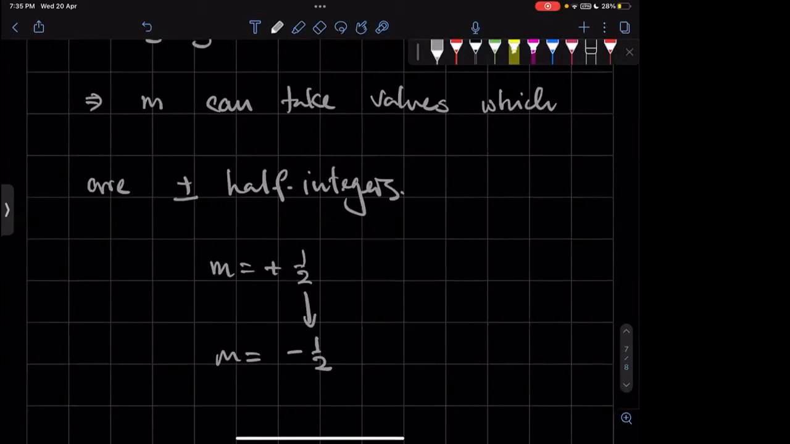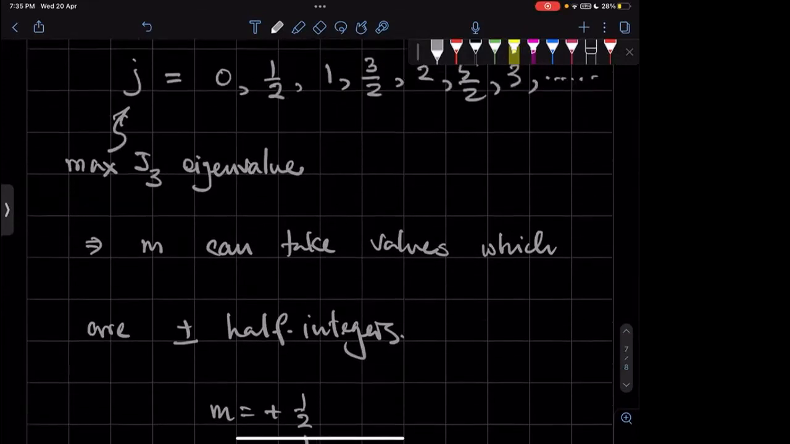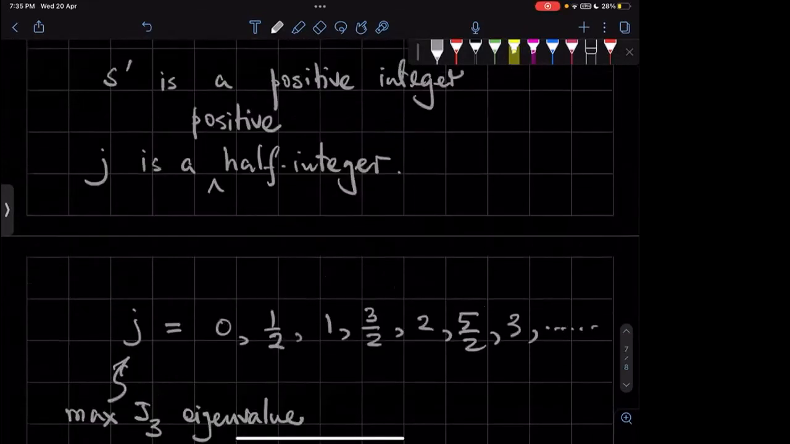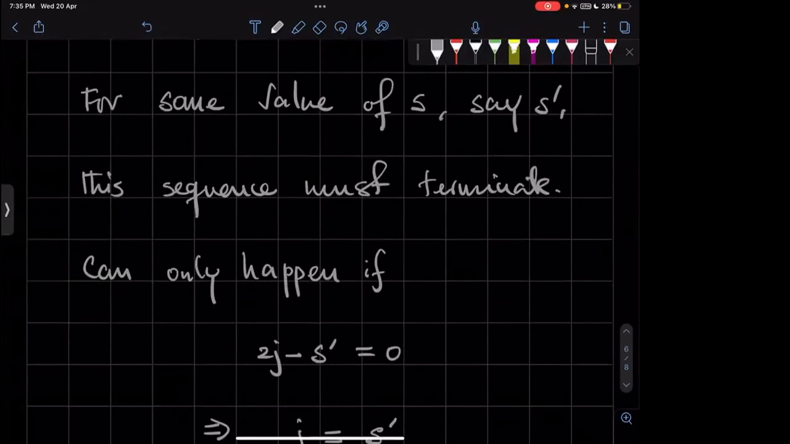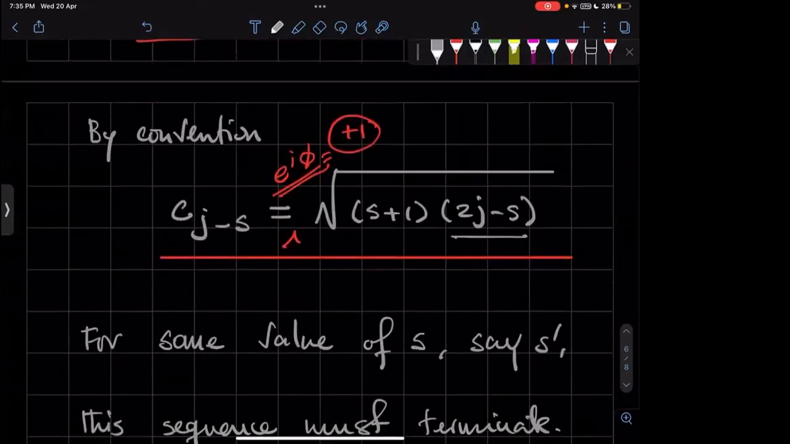So now what we want to do is express the equation that we got, this value that we got, in terms of the highest eigenvalue, J and M. Okay.